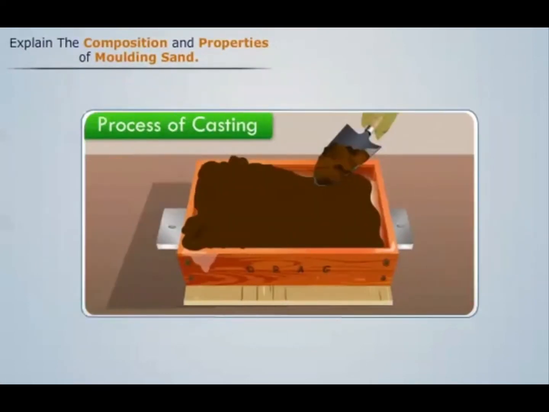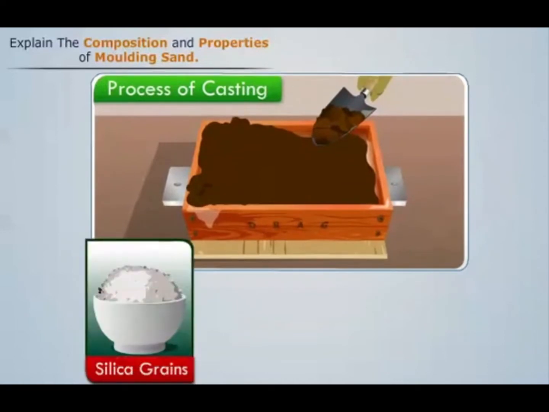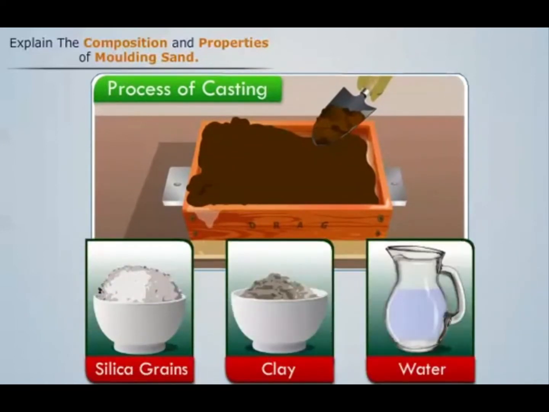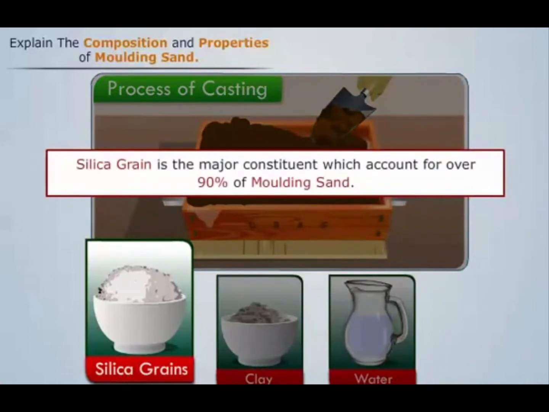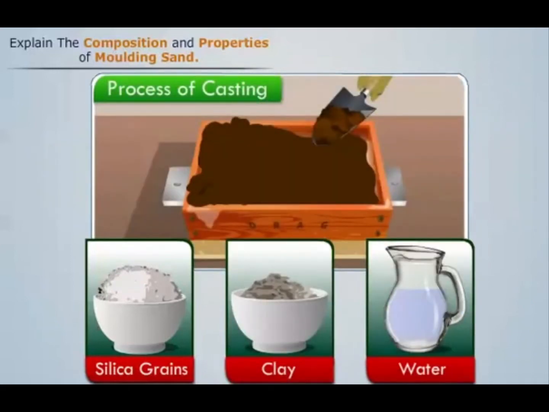Molding sand used in casting process consists of three components: silica grains, clay, and water. Here, silica grain is the major constituent which accounts for over 90% of molding sand. Now let us try to make molding sand.